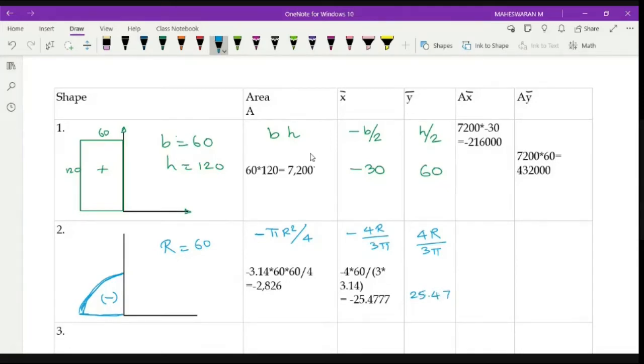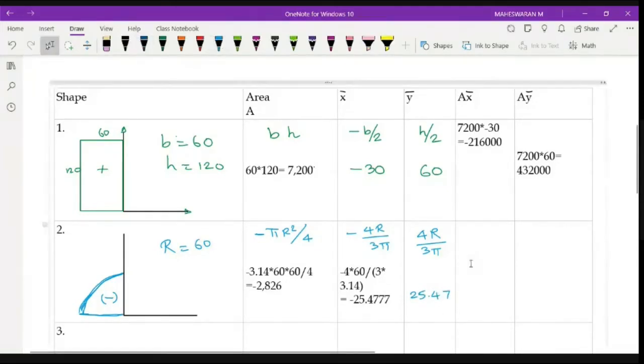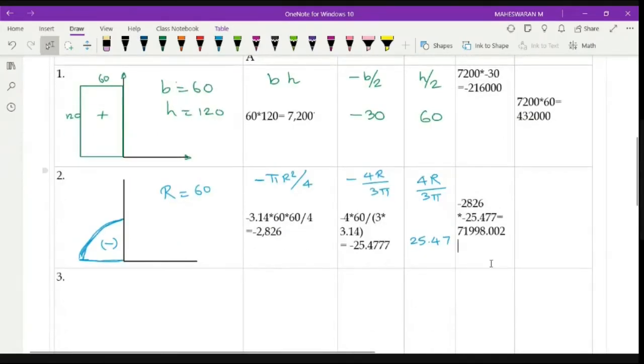Right? Now area. So A into X bar. So A into X bar is minus 2826 into minus 25.477. Make sure both are negative. So automatically it becomes positive, right? So you will get 71998.00, right? So both are negative. So negative minus into minus, you will get plus.